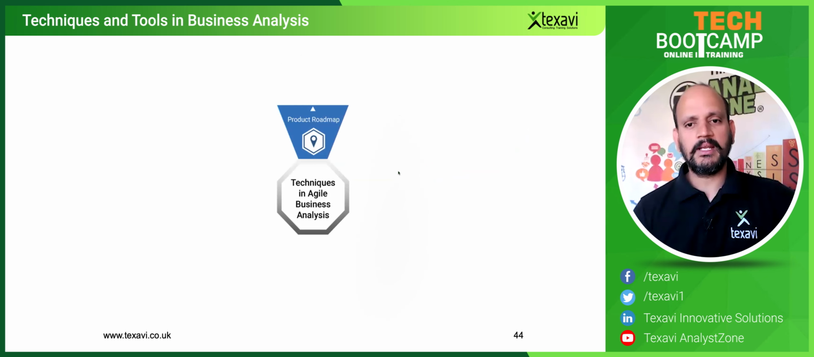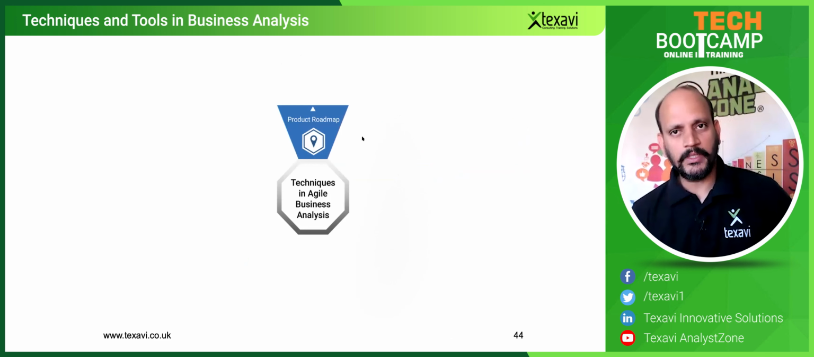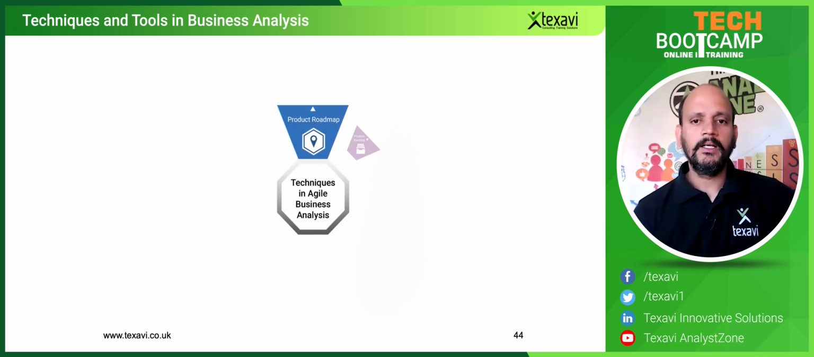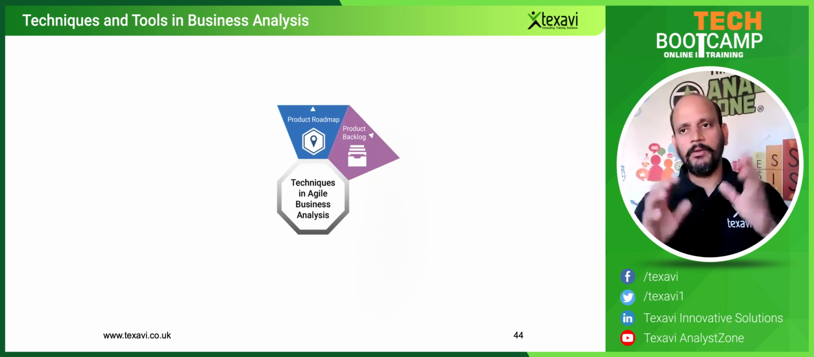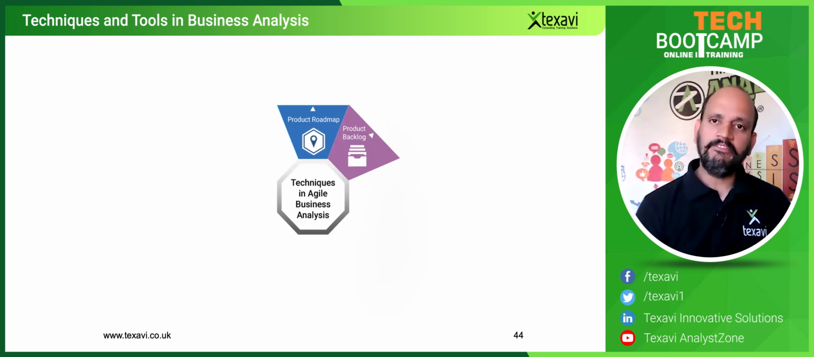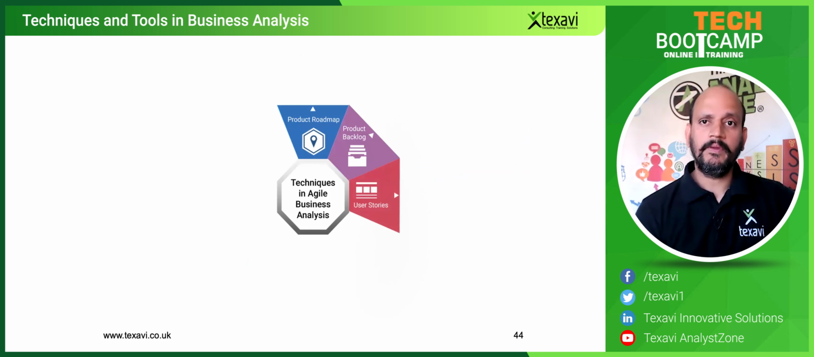Techniques in Agile business analysis. Product roadmap, that's a very important artifact that you need to work with the product owner and product team as a BA. So, product backlog, very important. Backlog is where you chuck all your requirements, your tasks, your defects, everything comes into the backlog. That gets prioritized, and then they turn into user stories.